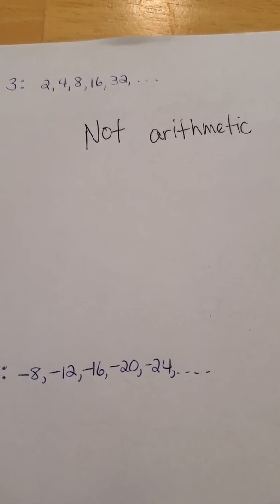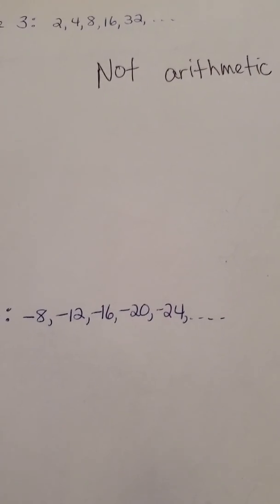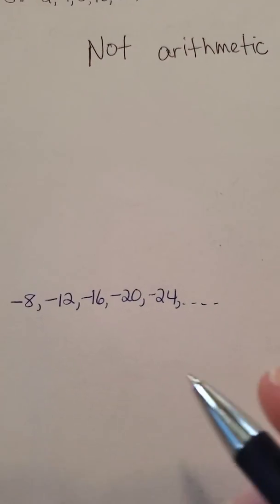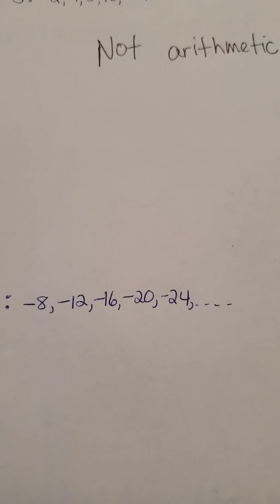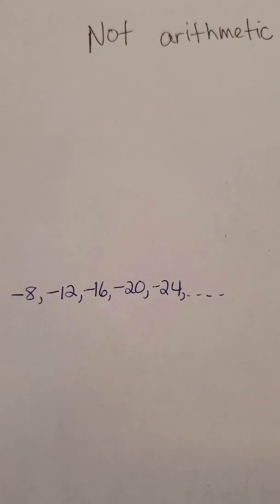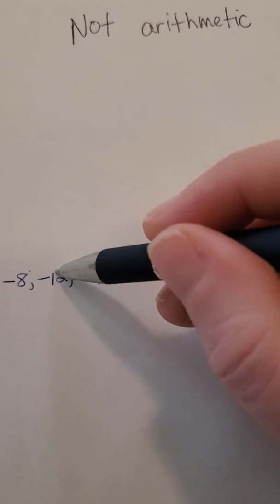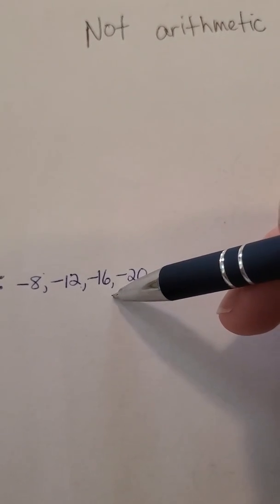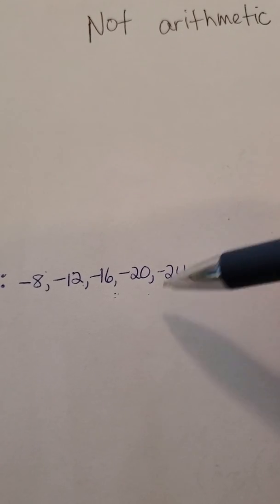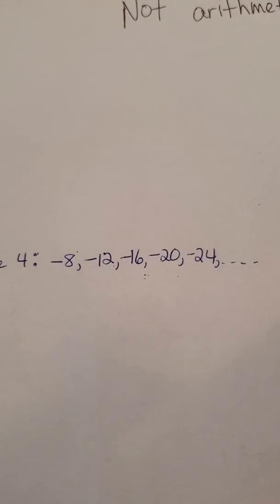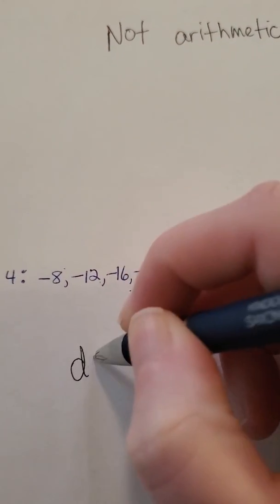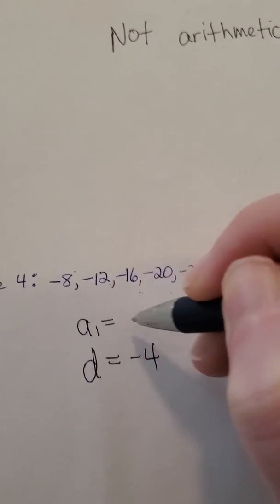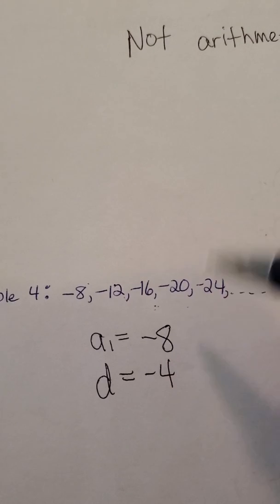The last one I have is -8, -12, -16, -20, -24. As you can see, this one is arithmetic because I'm going down by the same amount every time. -8 to -12, I'm going down by 4. -12 to -16, going down by another 4. -16 to -20, again going down by another 4. So my difference is going to be -4, and my first term is -8.